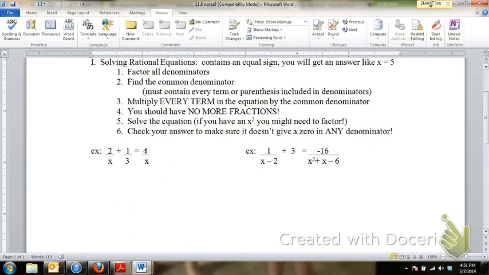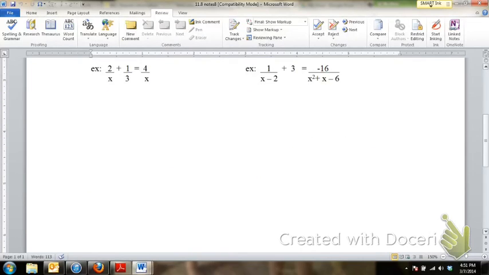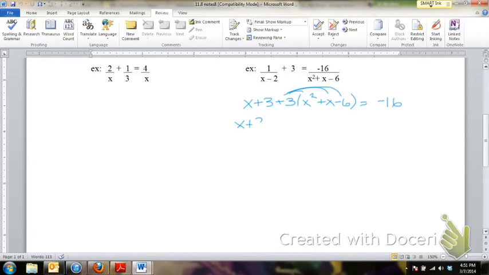Okay, so with this second one here, we were just at the point we had x plus 3 plus 3 times x squared plus x minus 6 equals negative 16. Okay, so I'm going to distribute here. x plus 3 plus 3x squared plus 3x minus 18 equals negative 16. Let's combine all like terms and put this in the right order. So 3x squared, x and 3x makes 4x. 3 minus 18 is negative 15.